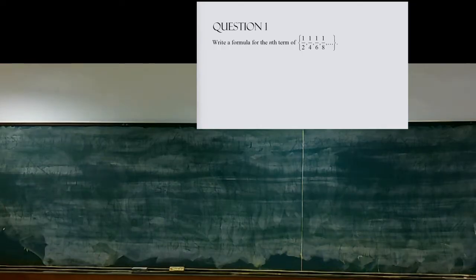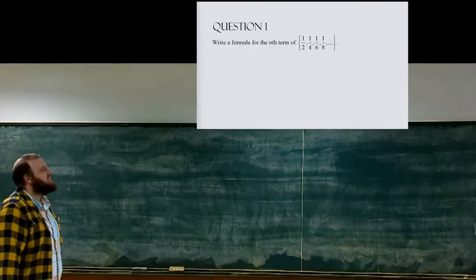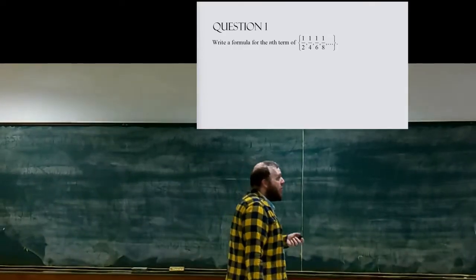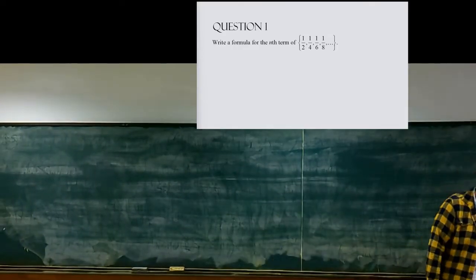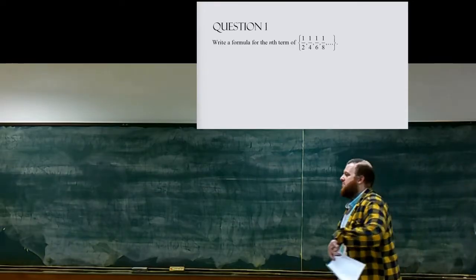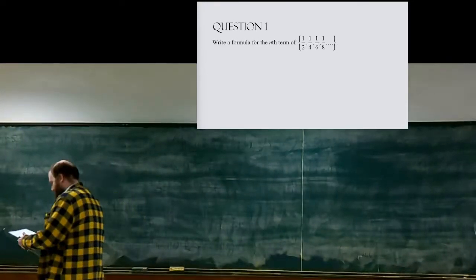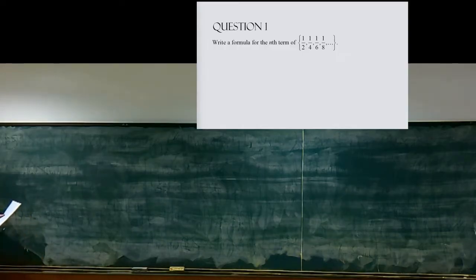The sequence of terms 1/2, 1/4, 1/6, 1/8, so on and so forth. So what is the formula for the nth term? F first plus f n minus 1. Do not do it recursively.